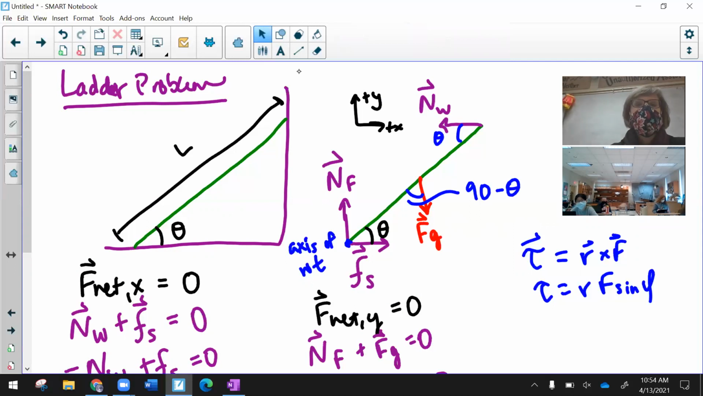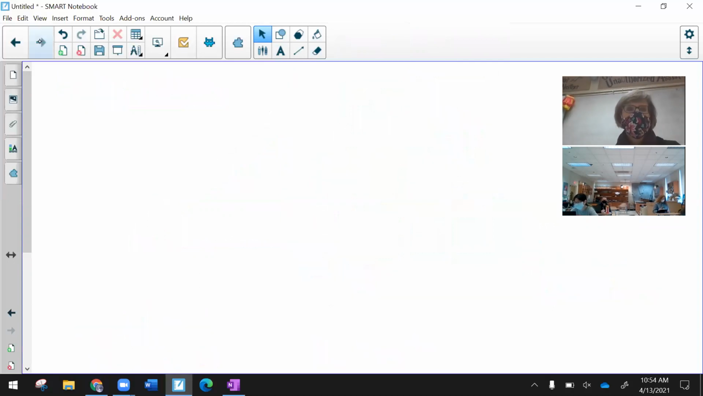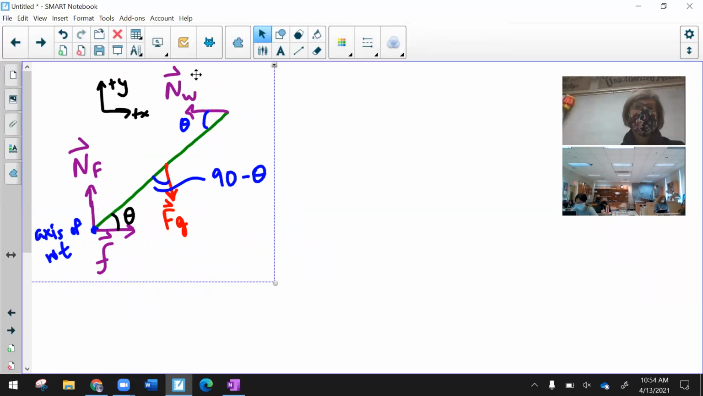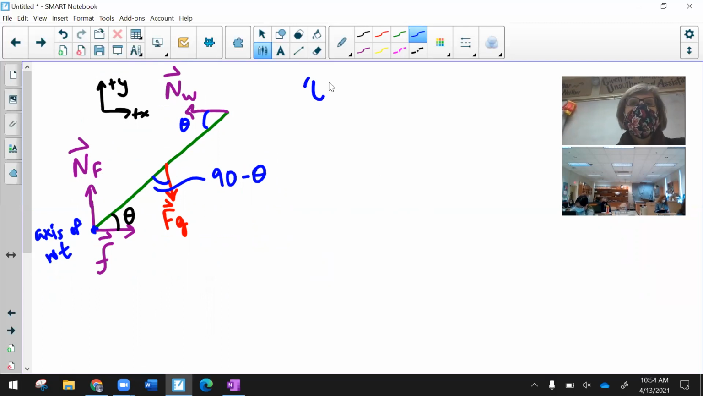Okay, all right, so there we go. So I just copied my picture over. You were able to see many things at once. Okay, so we're going to do tau net is equal to 0 about the axis indicated in my picture.